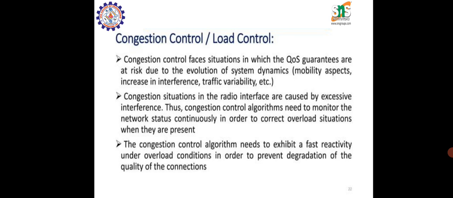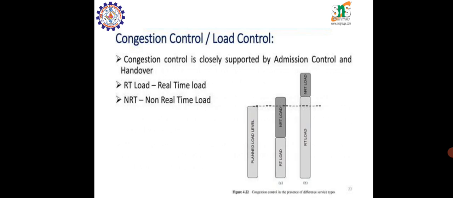Congestion control. Congestion control faces a situation in which the guaranteed QoS is at risk due to the evolution of system dynamics, that is mobility aspects, increase in interference and traffic variability. So congestion situations in radio interfaces are caused by excessive interference. Thus, the congestion control algorithm needs to monitor the network status continuously in order to correct overload situations when they are present. The congestion control algorithm needs to exhibit fast reactivity under overload conditions in order to prevent degradation of quality of connection.